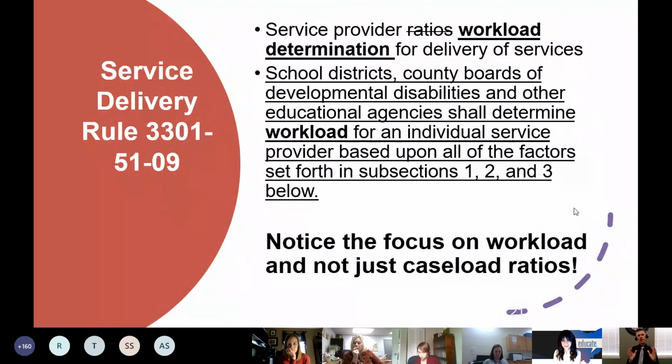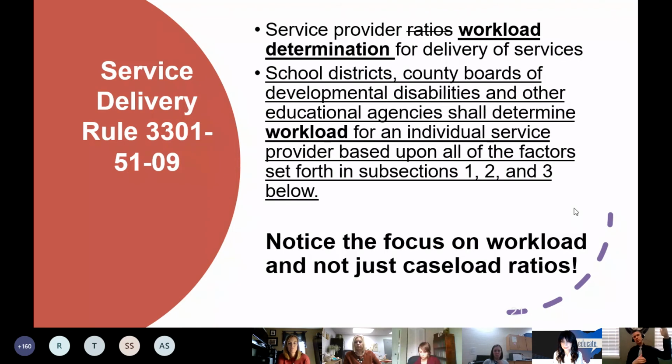And so when I'm thinking about the workload approach that we have in Ohio, I keep talking about it as a two-pronged approach. The first part, I'd like to think of it as the most important part, is the workload determination. And then the second part of it is that caseload ratio. Once you've made that determination, then you need to ensure that you are not over that maximum caseload ratio. It's not the other way around.